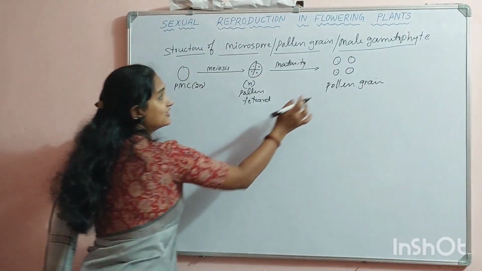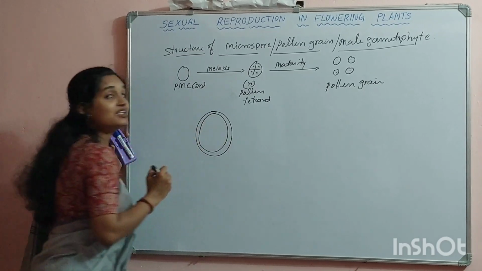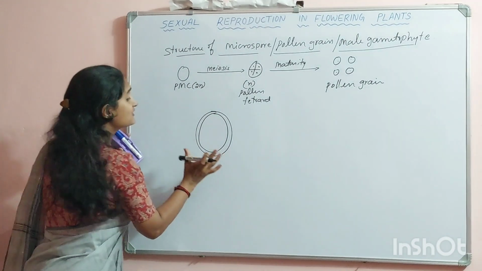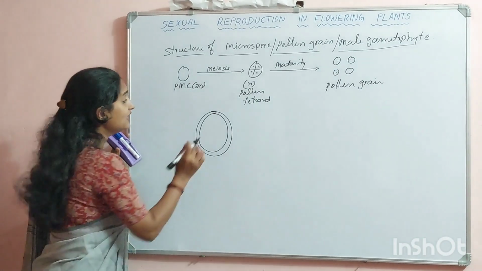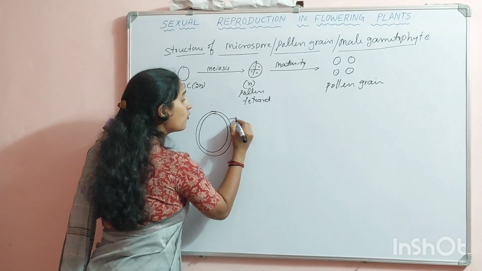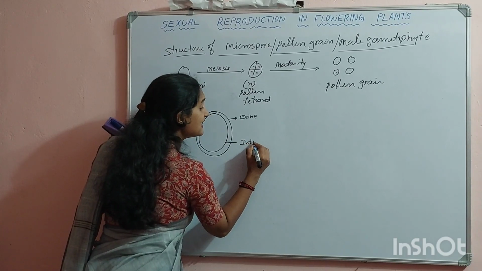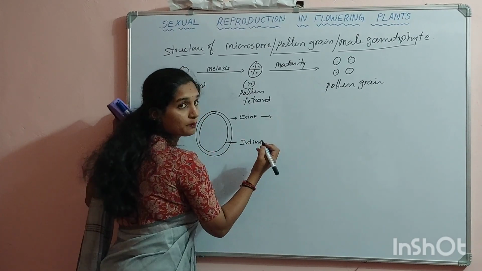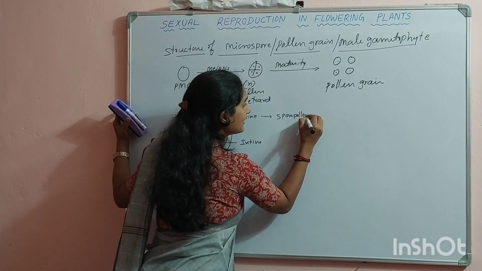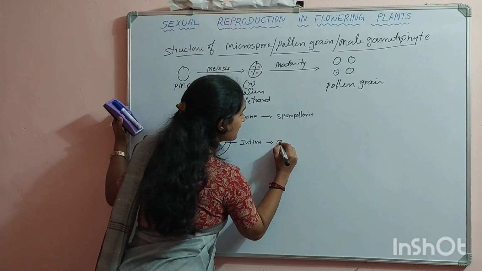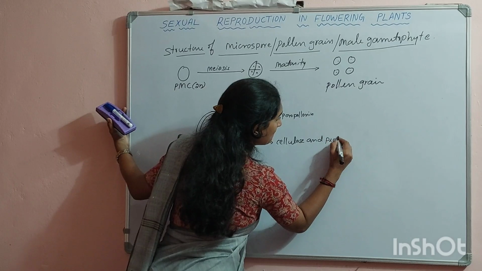So next let us study the structure of these pollen grains. It has 2 walls. It is spherical in shape. Its diameter is from 20 to 50 micrometers. The outer wall is called the exine and the inner wall is called the intine. Exine is made up of a chemical called sporopollenin, whereas intine is made up of cellulose and pectin.